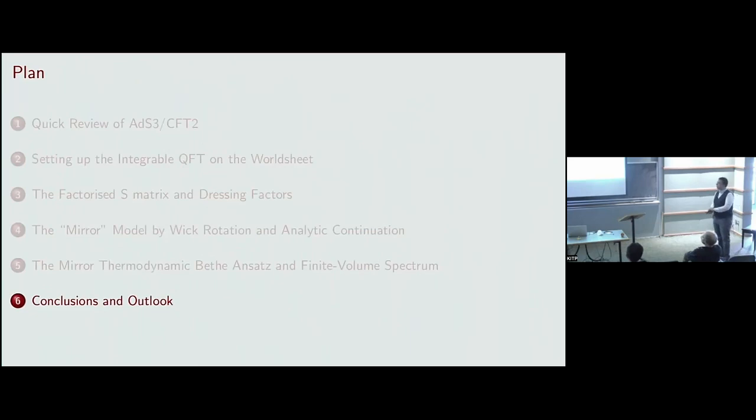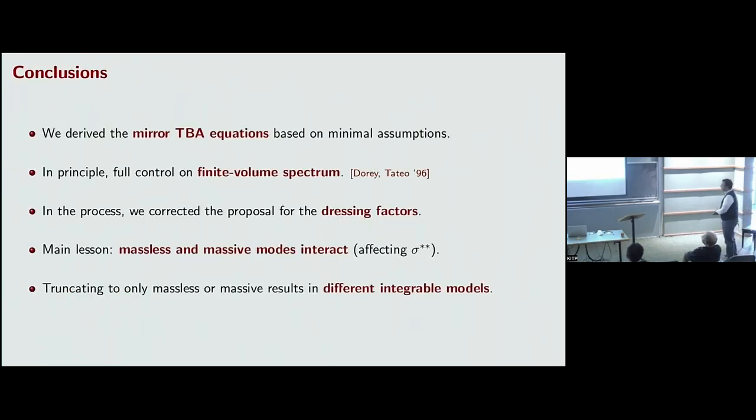So let me conclude. What we did is that, based on some minimal assumptions on dressing factors and the string hypothesis, we derived the TBA equations. And this, just by analytic continuation, can give you the finite volume spectrum for excited states. We had to correct the dressing factors, and we saw this important thing that there is some interaction already in the dressing factor between massless dynamics and massive dynamics. And then, of course, everything couples in the TBA. And of course, you could also go and truncate only to massive or massless modes. That would be a different integrable model. It would not be the whole model of AdS3 x S3 x T4.